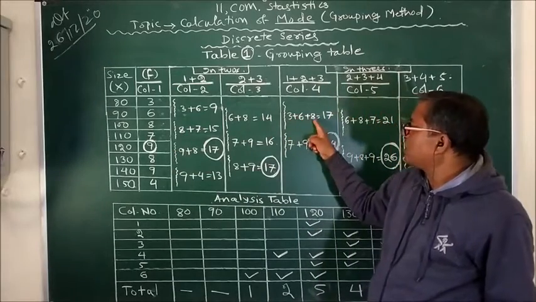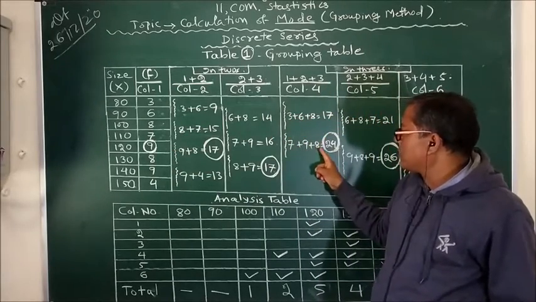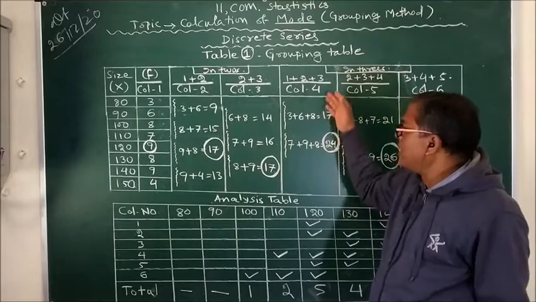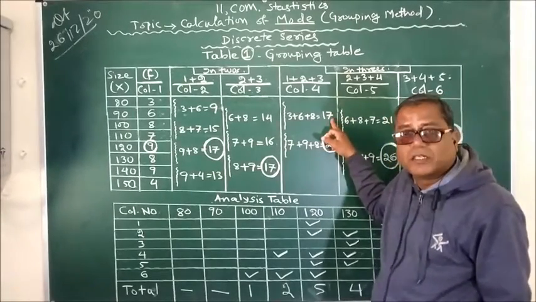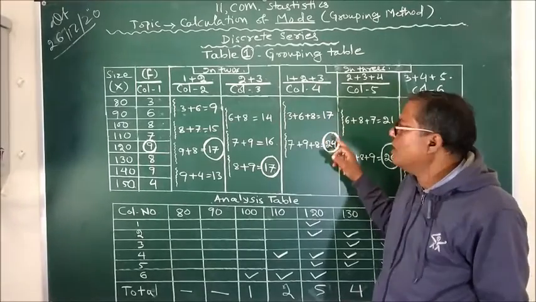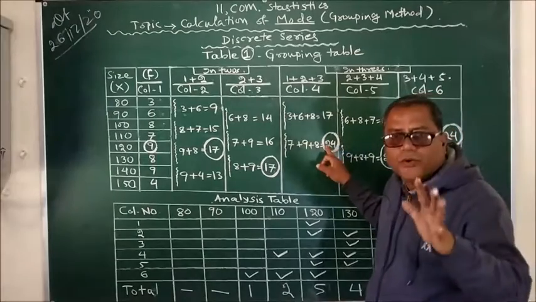So 3 plus 6 plus 8, 17, 7 plus 8 plus 9, that is 24, and again we will circle the highest value of the group, that is the first sum is 17, and the second sum is 24. That's why I circled here 24.